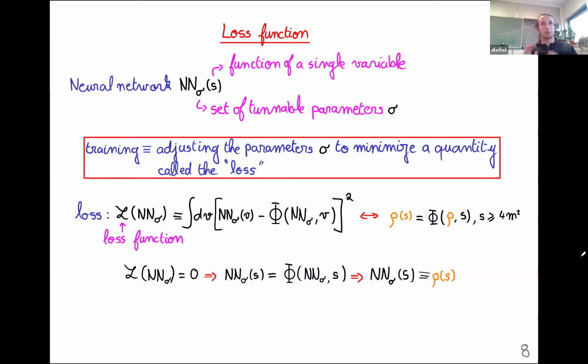So this will be the main idea that we will apply. In the next slides, I will explain how we constructed our neural networks, what is the actual loss that we used, which is slightly more complicated than this one, and how the training was performed.